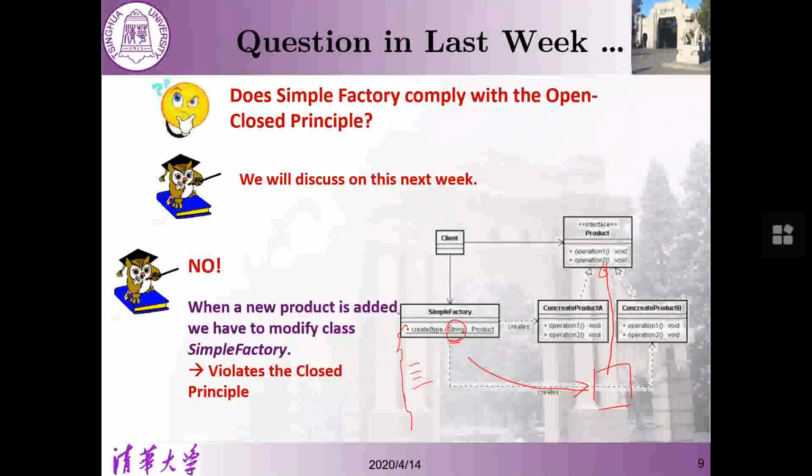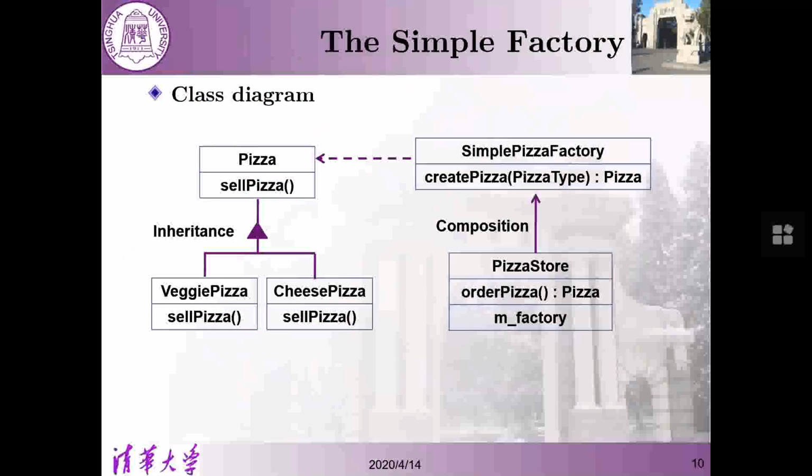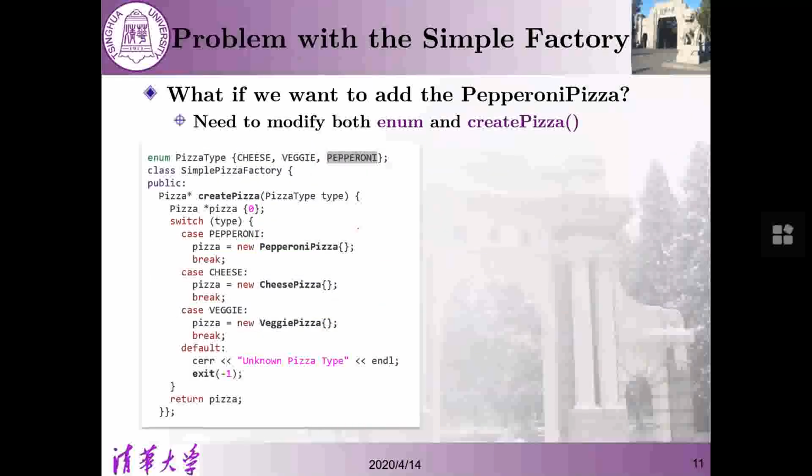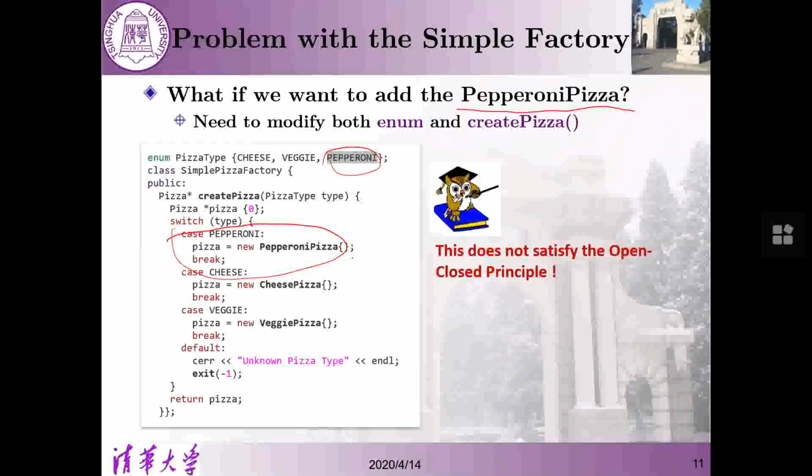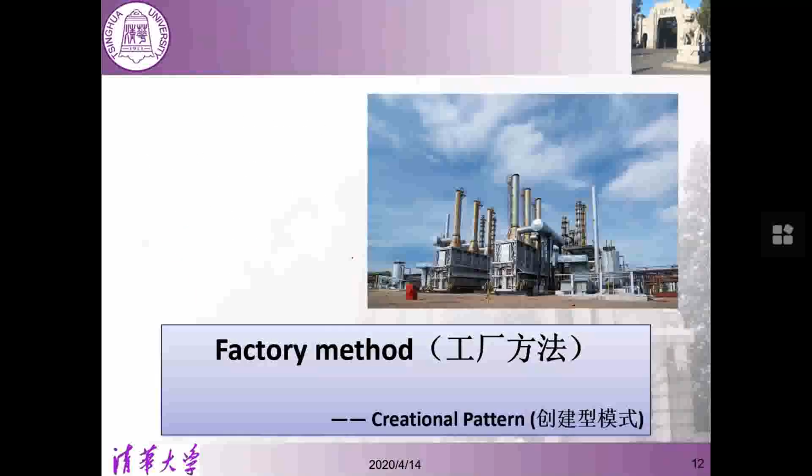Existing code should not be modified. We just increase our code by adding new code. We do not modify old code. So this is the open close principle, open for extension. This is the simple factory class diagram. For example, if we want to add a new type of pepperoni pizza, we have to modify this, and we have to modify this. This violates the closed principle. So how do we do that?